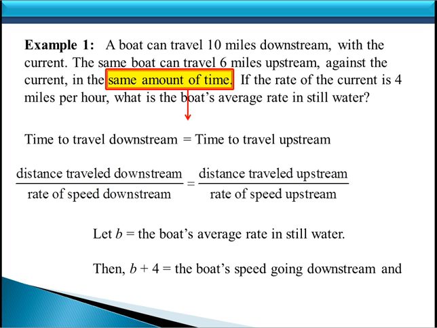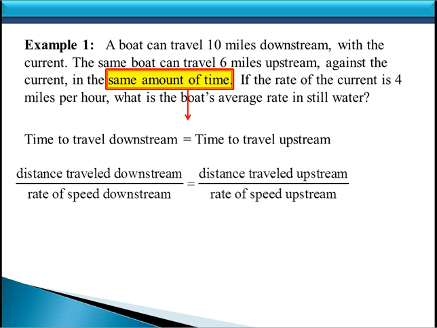And then if we think about going upstream, going against the current is actually going to slow you down. So the boat would have been going b miles an hour in still water, but the current is slowing it down by 4 miles an hour. So b minus 4 would represent the boat's speed going upstream against the current. So those are the expressions we'll use for those two rates of speed.